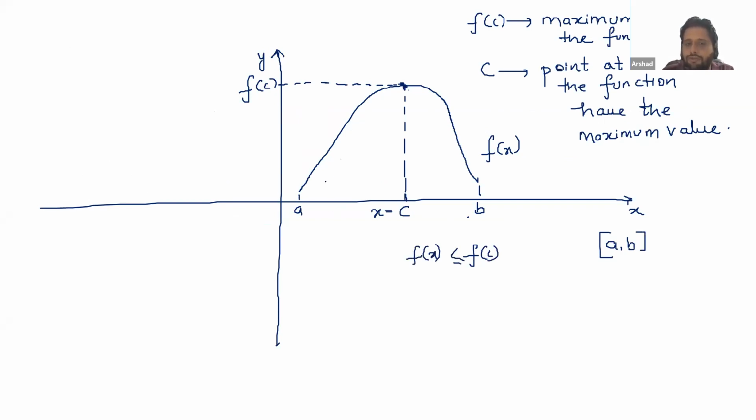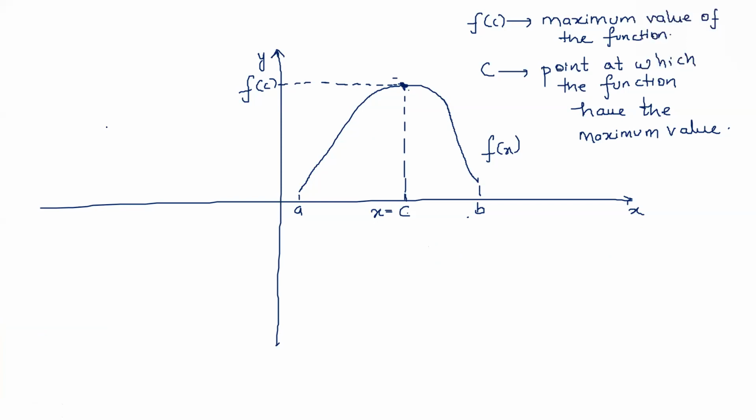In simple terms, please remember this graph: if you have a function like this, at this point you have a maximum value, which is at point C. So f(c) is called the maximum value of the function, and C is called the point at which the function has the maximum value. You can just draw this graph, and I hope this graph is enough to explain what is meant by maximum value of a function. Please note down this graph, let me know, then I will change this slide. Raise your hands once it is done.